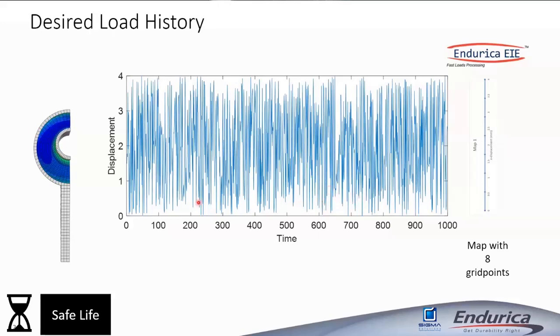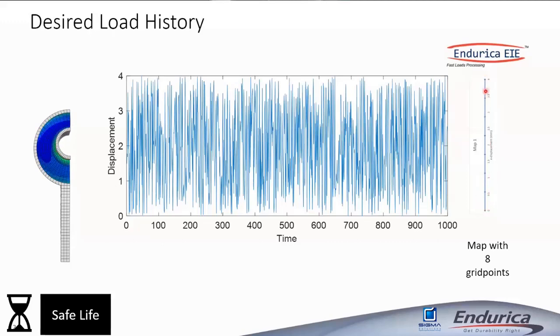Now the way this works is with Endurica EIE, rather than attempting to model this entire random vibration in MARC directly, we're going to use MARC to model this load case that I'm showing on the right-hand side. This basically has 8 points that go from a displacement of 0 to a displacement of 4 millimeters. And we call this our map. So we're basically tabulating the solution, or pre-computing the solution, at 8 points.